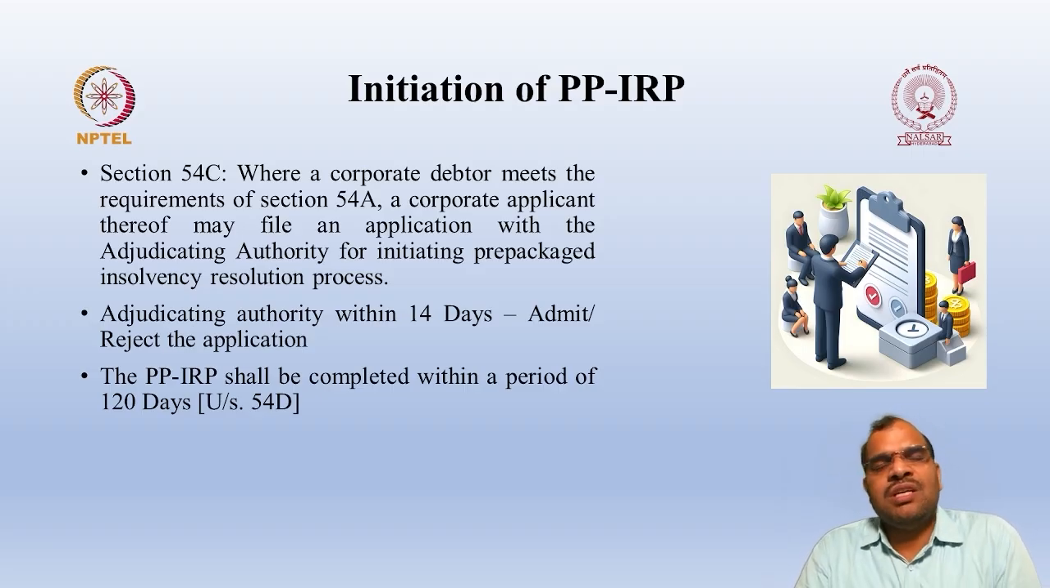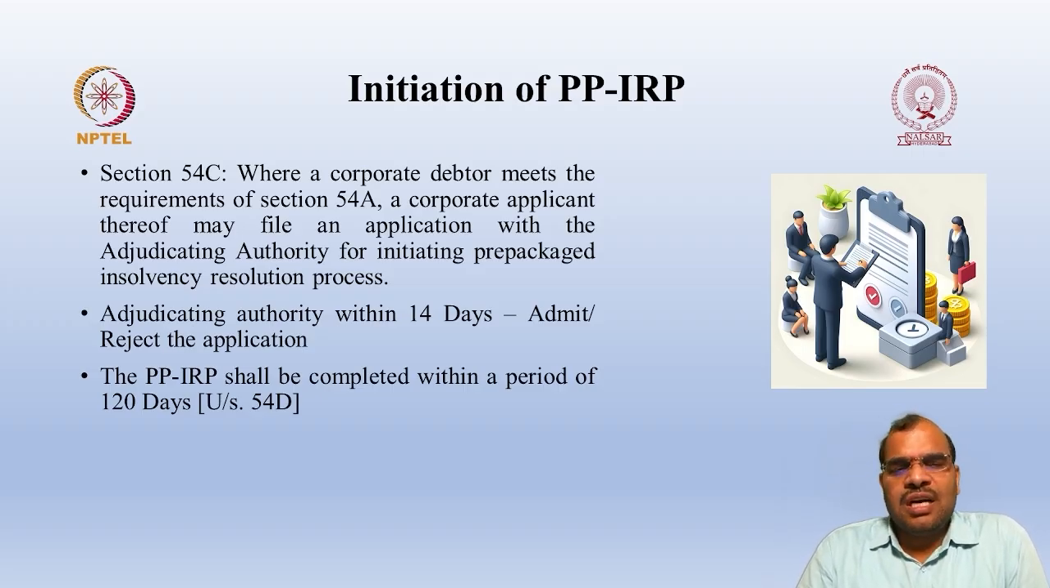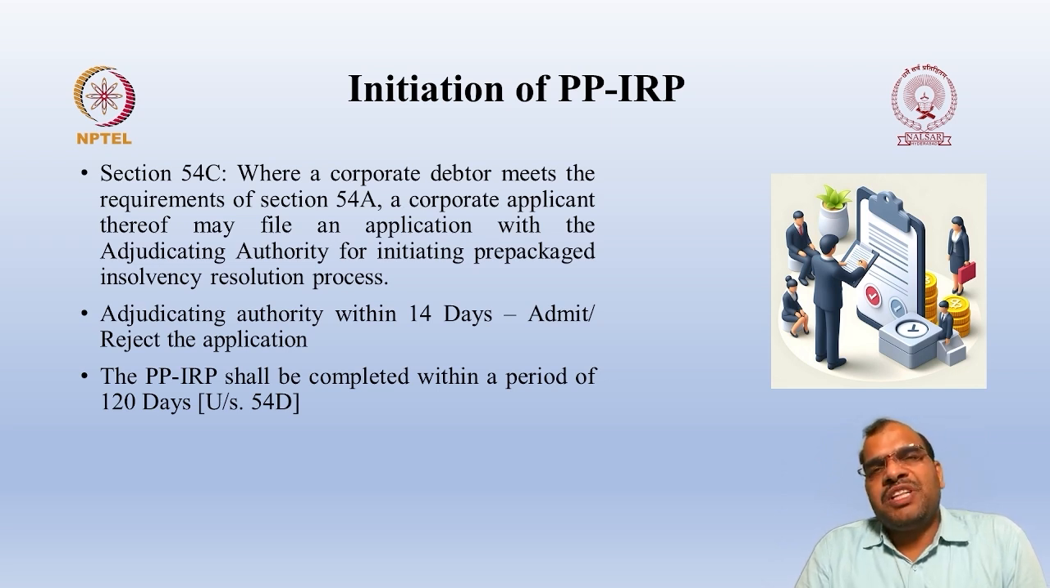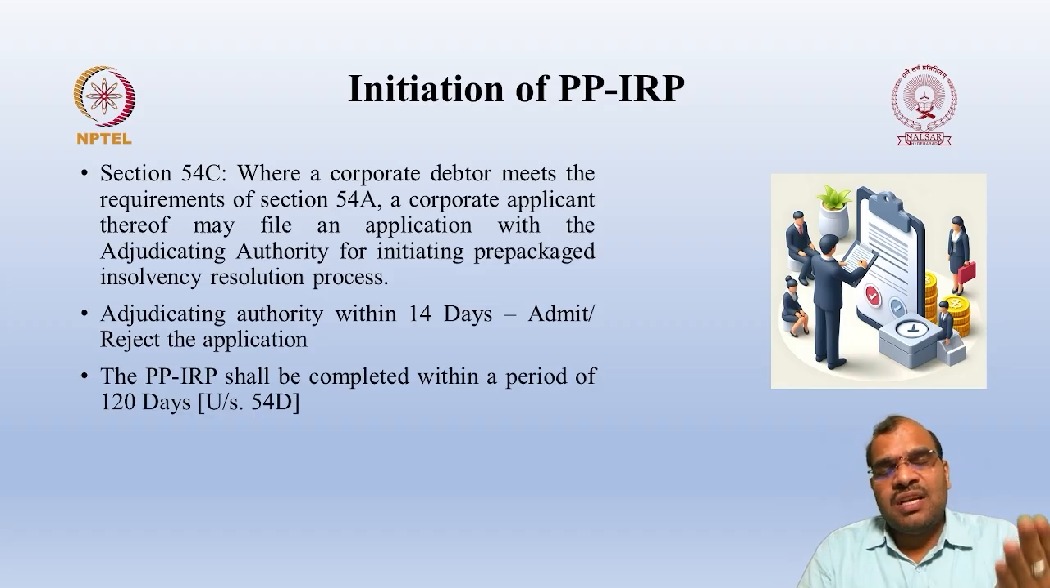Another important provision under section 54D is that the PP-IRP shall be completed within a period of 120 days. If you observe the regular CIRP process, it shall be completed within 180 days, extension 90 days, 270, and maybe it can go up to 330 days, as we have already discussed. Timelines we have discussed in the previous lessons, in the timelines lesson, where we discussed how they are going to calculate. But in case of PP-IRP, it has to be completed within a period of 120 days.